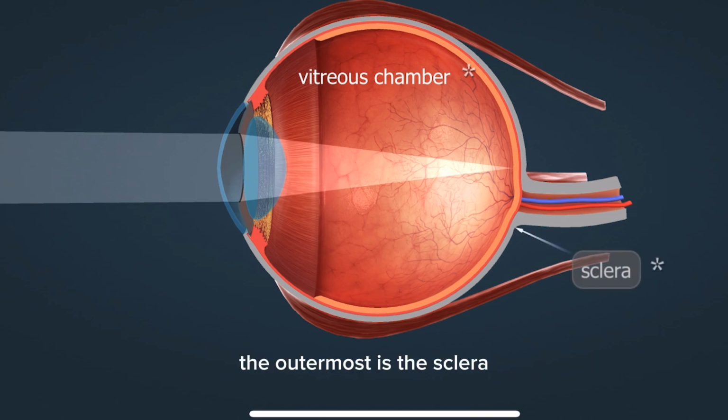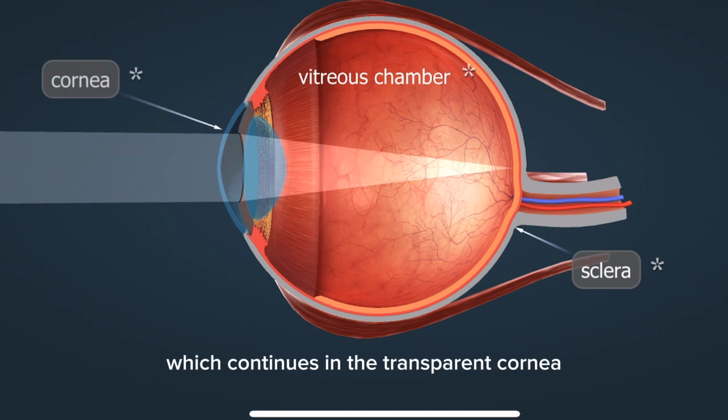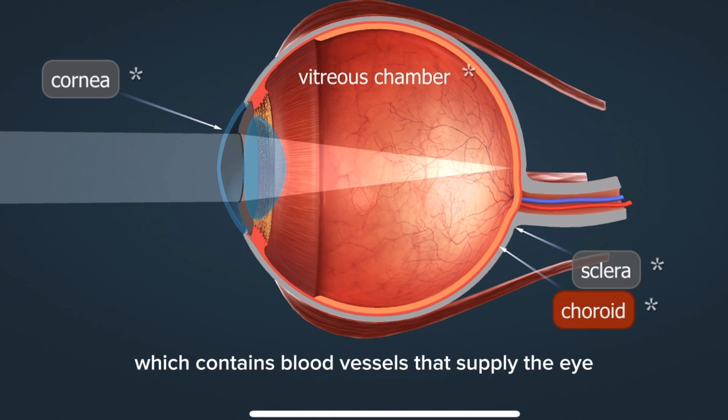The outermost is the sclera, a very durable layer of connective tissue which continues in the transparent cornea. This is where light entering the eye is refracted by the greatest angle. The second layer is the choroid, which contains blood vessels that supply the eye.